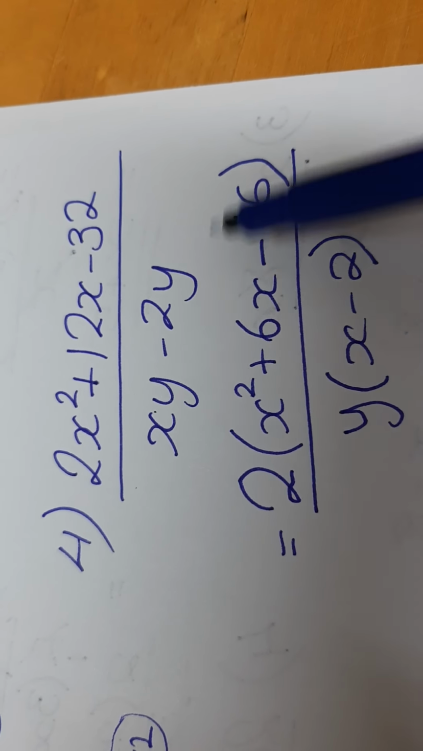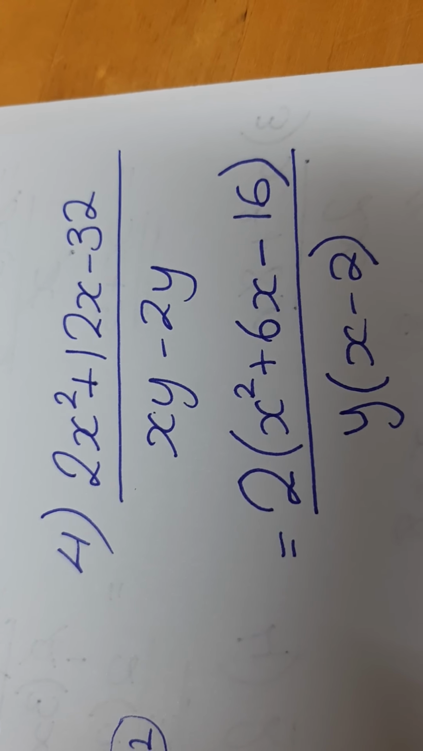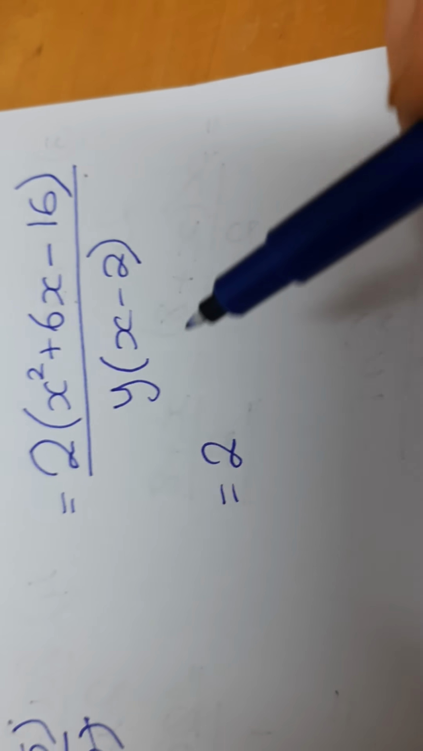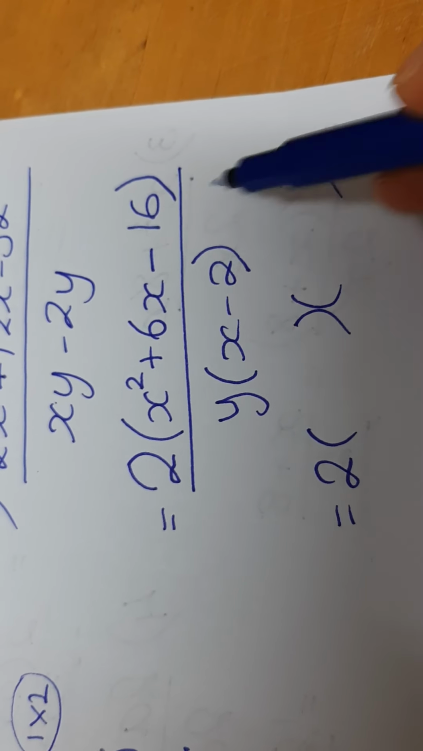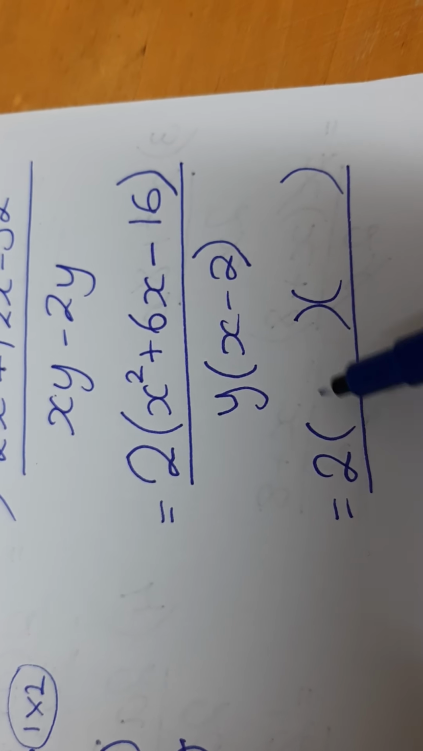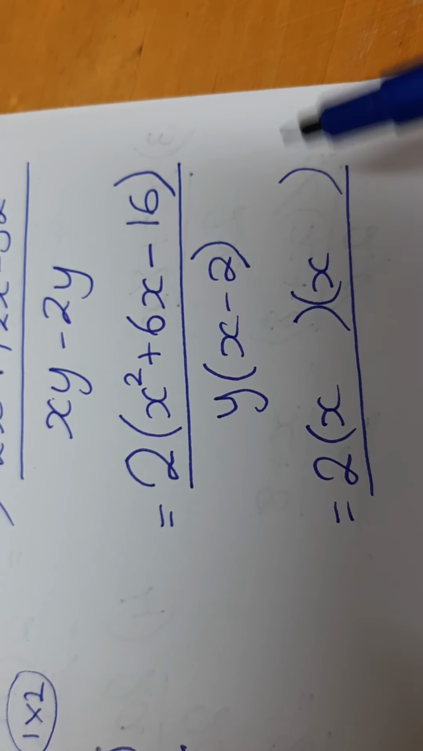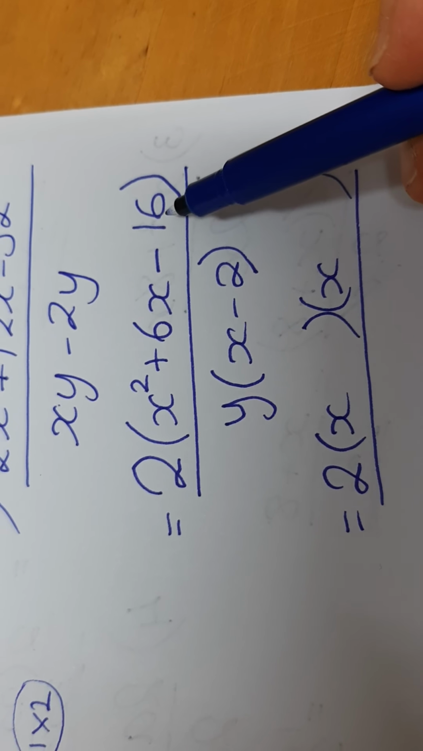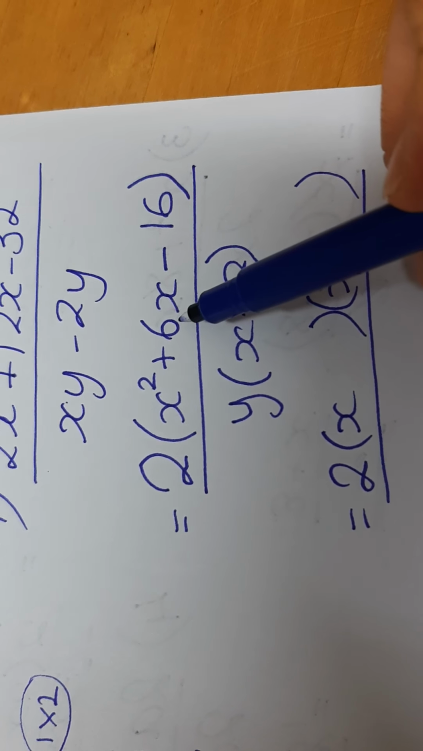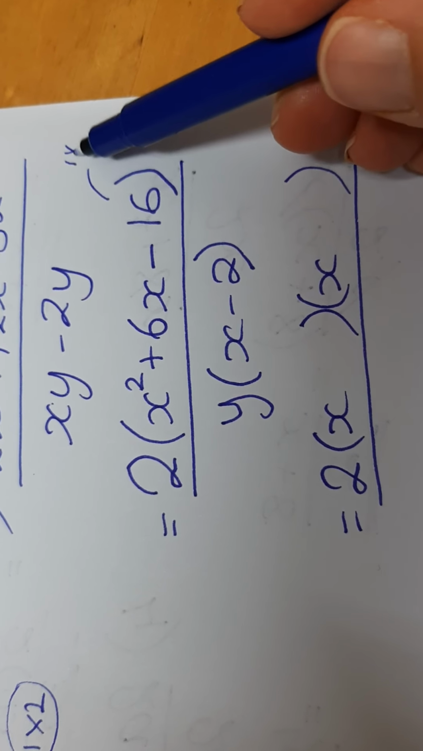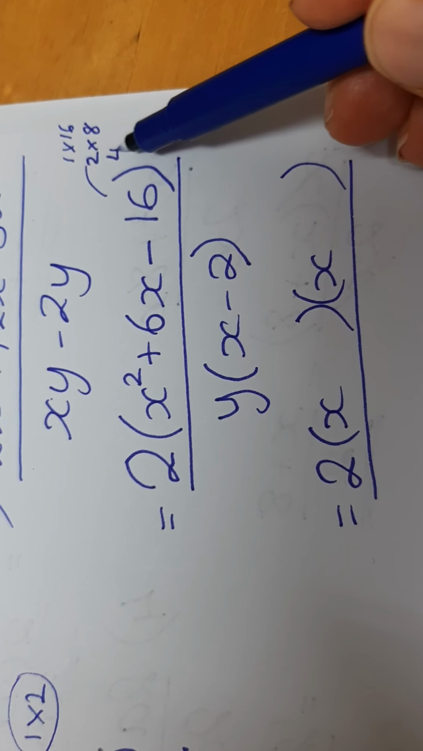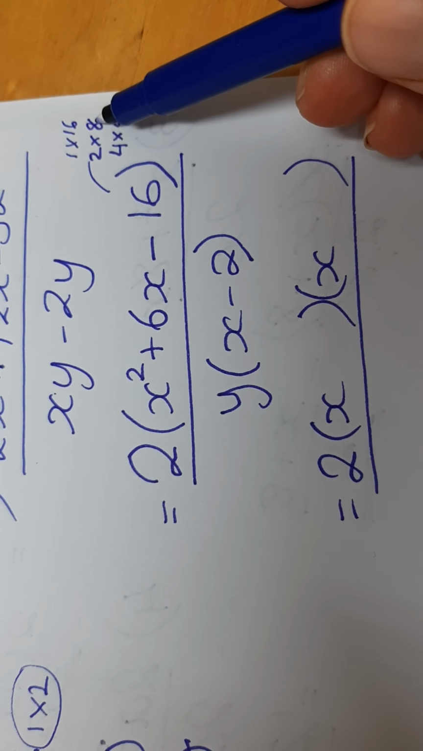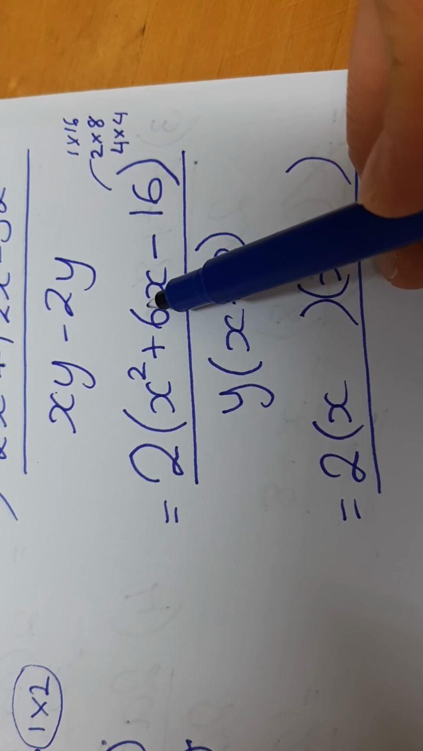I'm looking at the numerator, and I can see that it can be factorized even further. So I'll make a double bracket here because I can see there are 3 terms in this. X and x. I want two numbers that multiply to give me 16, and the difference is 6. Is it 1 times 16? Is it 2 times 8? Or is it 4 times 4? It must be 2 times 8 because the difference here is 6.